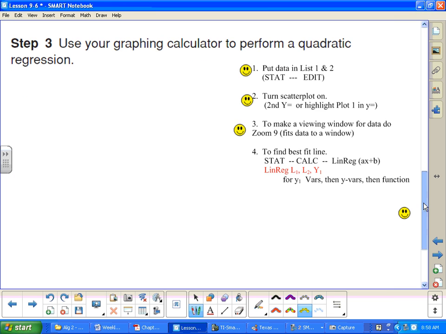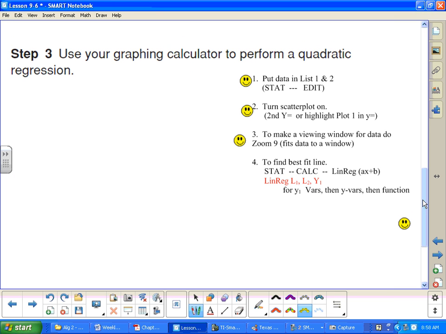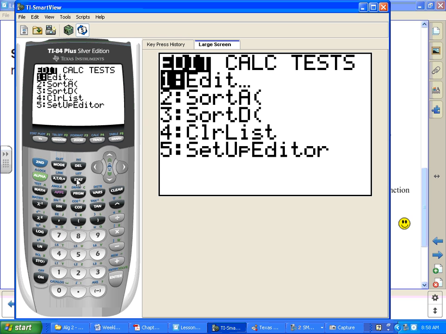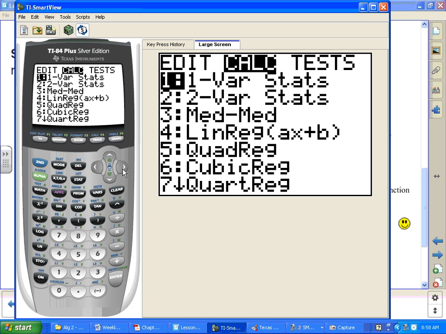Now, we want to find the best fit line. In this case, we are thinking that it's either quadratic or exponential. So if you go back to your calculator, press Stat again, and go over to Calc, you can see there are a lot of different things, but we're looking for regression, the ones that end in REG. Number 4 is linear regression. Number 5 is quadratic regression.